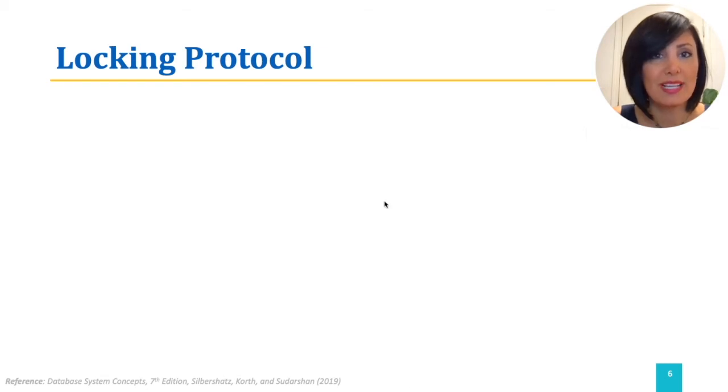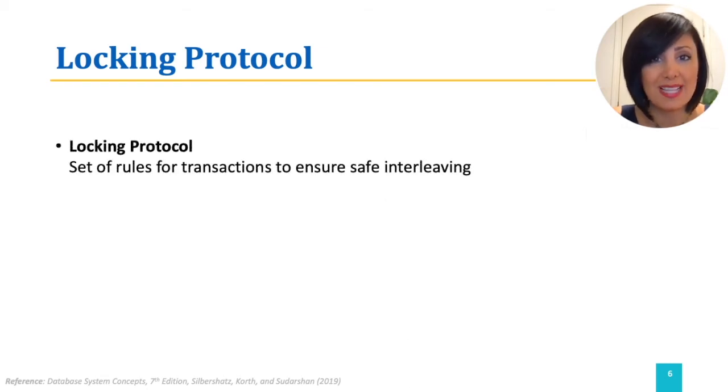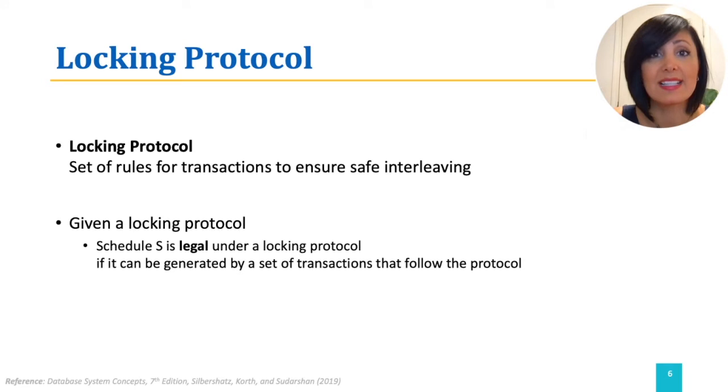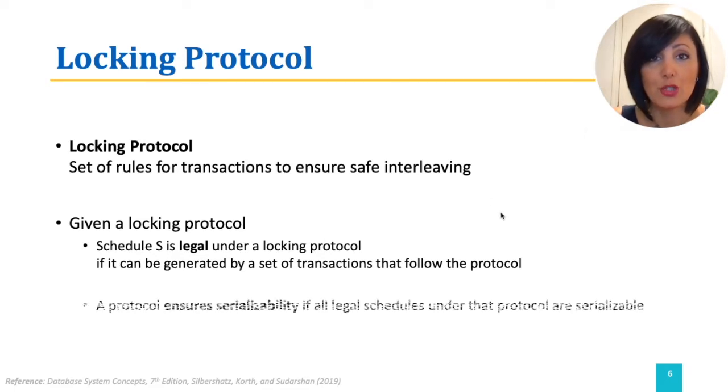A locking protocol is a set of rules for transactions to ensure safe interleaving in schedules. A schedule S is legal under a locking protocol if it can be generated by a set of transactions that follow the rules of that locking protocol. A protocol ensures serializability if all of the legal schedules generated under that protocol are serializable.